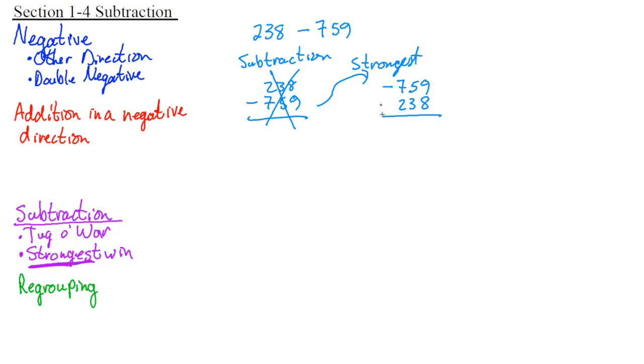Now, you're subtracting here. 9 minus 8 is 1, 5 minus 3 is 2, 7 minus 2 is 5, and the strongest one wins. It's negative 521.